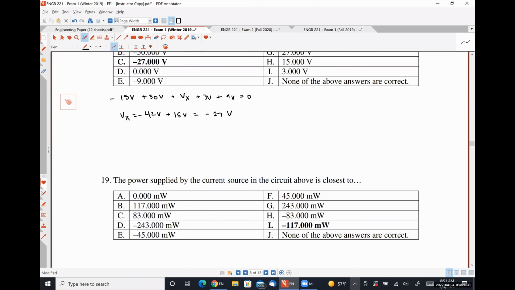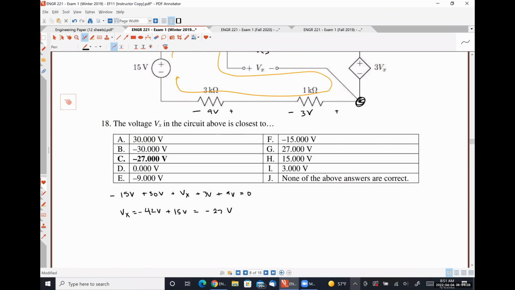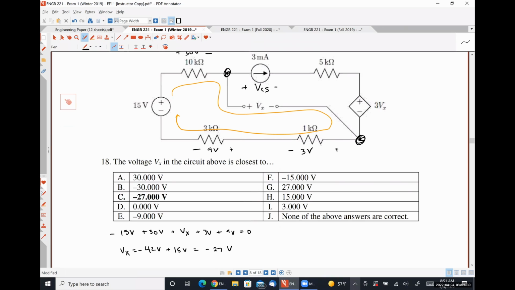The power supplied by the current source. So once I know what Vx is, then I could call this guy V current source. KVL around the outside loop to get the voltage drop over the current source. Voltage drop over the current source times 3 milliamps gives us the power absorbed. We want supplied, so we want current flowing into the negative polarity terminal. So I would actually write the polarity of it like that to make solving for it easier.